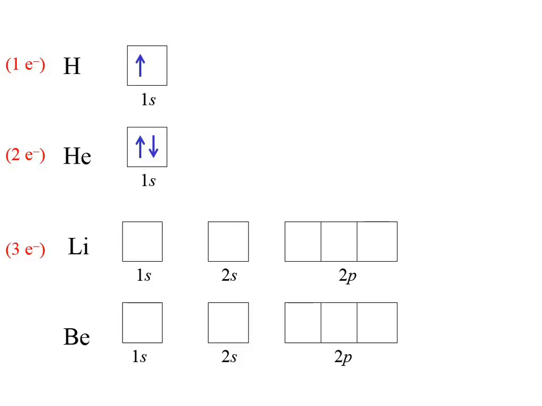Lithium, 3 electrons. We fill the 1s, and then we slurp over into the 2s. So this is using the Aufbau method, building up. Beryllium, 4 electrons. They look like that. So we're filling the subshell completely before we go on to the next subshell. And then we get to boron.